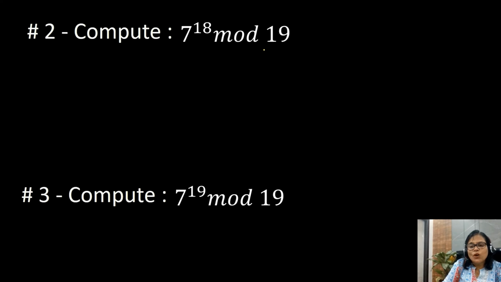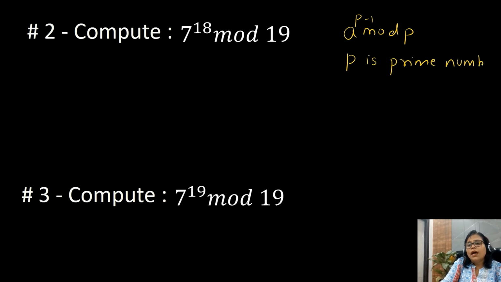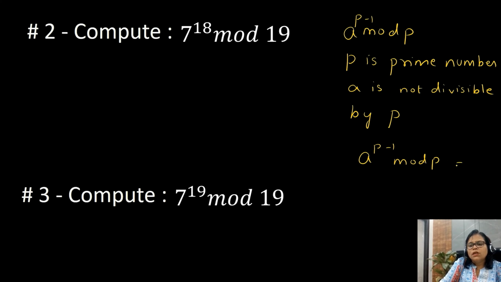So when you're solving using Fermat's theorem, you first have to check that the given question is of the form a raised to p minus 1 mod p. And when does Fermat's theorem apply? Fermat's theorem applies when p is a prime number and a is not divisible by p. So if these two conditions are satisfied, then you can use Fermat's theorem, which states that a raised to p minus 1 mod p is equal to 1, or you can use the alternate Fermat's theorem, which says that a raised to p mod p is equal to a.